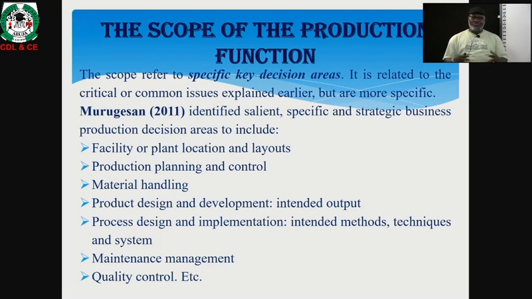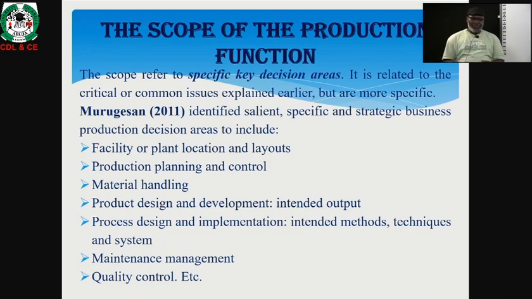These areas make up the production function, and they include such things as facility or plant location and layout. That is, where do you locate your production plant? While we're discussing under the major issues, we said it could be near the market or it could be near the source of raw material.